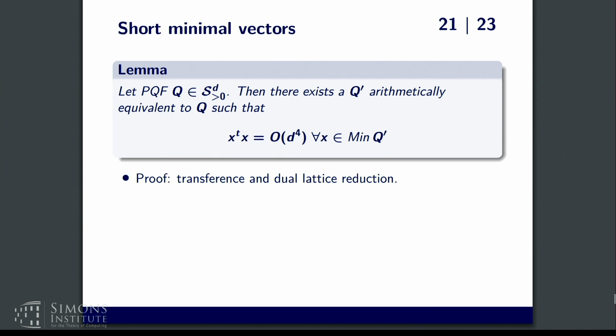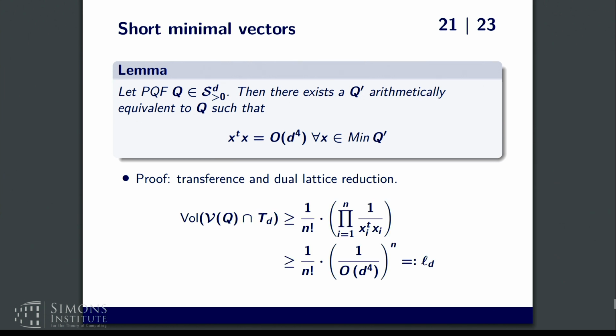And for a proof, this uses transference theorems and dual lattice reduction. This is a statement about the size of the coordinates of a short vector in some basis. Yeah, precisely. So you're saying that you can have some basis that has polynomial coordinates for all short vectors.